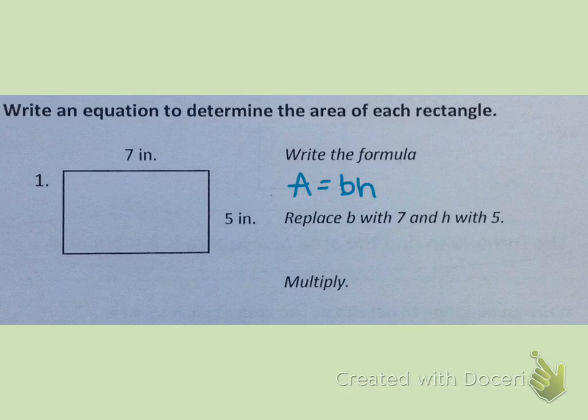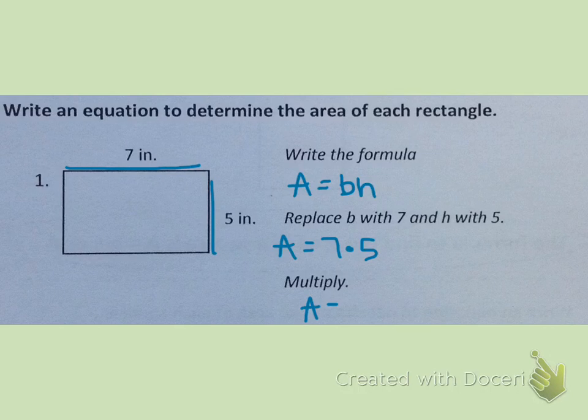Write the formula first. Now we can go in and replace B with 7, so A equals 7, and the H with 5. So we have A equals 7 times 5. And of course, what we replace the B and the H with will be specific to the rectangle we are working with. So here, the base is 7 inches and the height is 5 inches. Now all we have to do is multiply to solve.